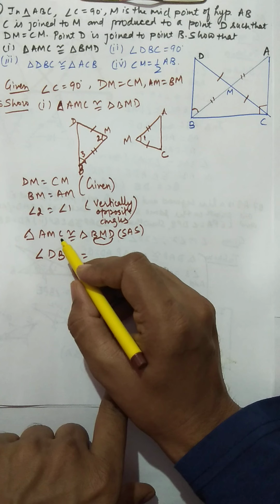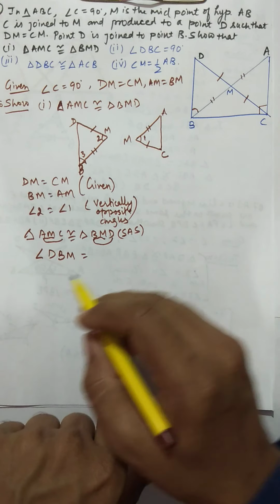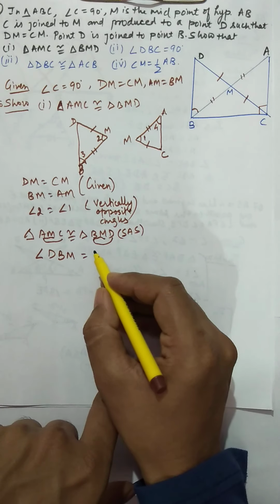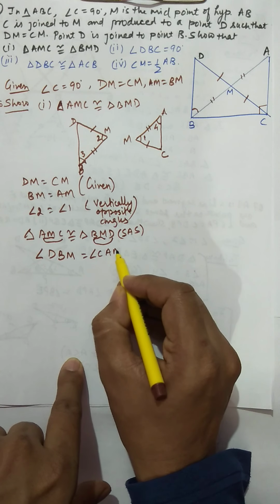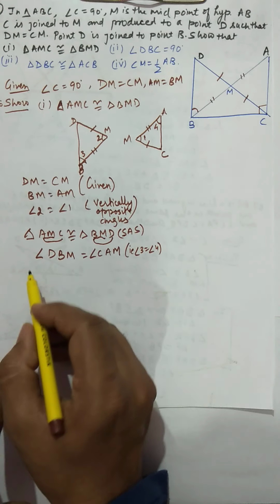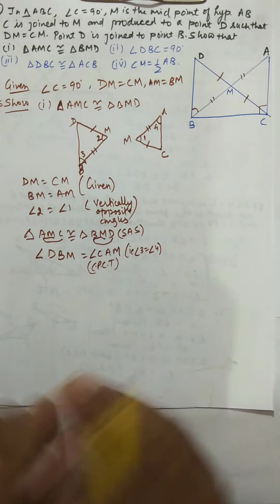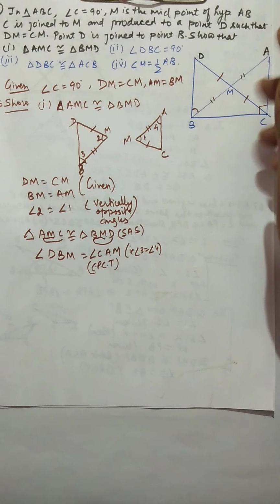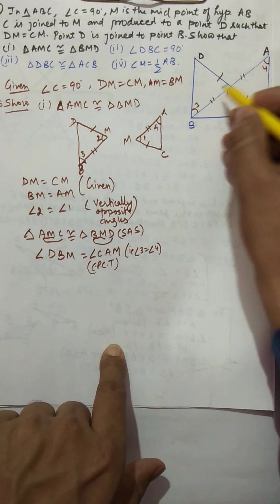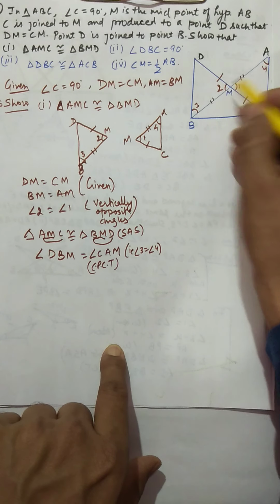So here also you follow the same order: C, A, M. So CAM is this angle, which is angle 4. So you may say angle 3 is equal to angle 4, and this is by CPCT. So this was very important to understand that this angle is equal to this angle. This is 3 and this is 4 we have marked, and this is 1, this is 2 we have marked.